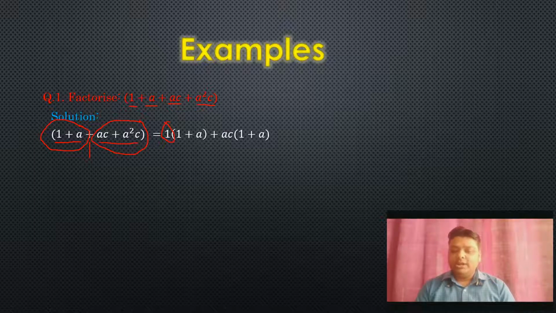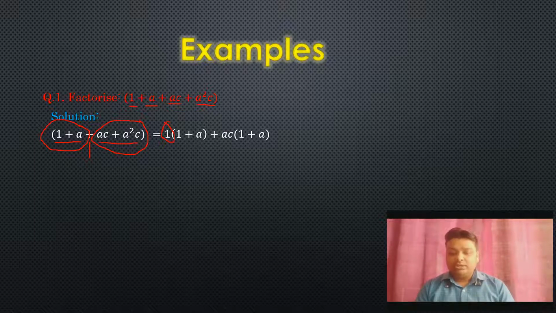It means A is common, so we have taken out A here. Now here C and here also C, so we can take out that C also outside. What is left in this term? We have taken out AC, so nothing is left, so we write 1. In A square C we have taken AC as common, so C is totally gone, and from A square, since we took out one A, one A will be left.